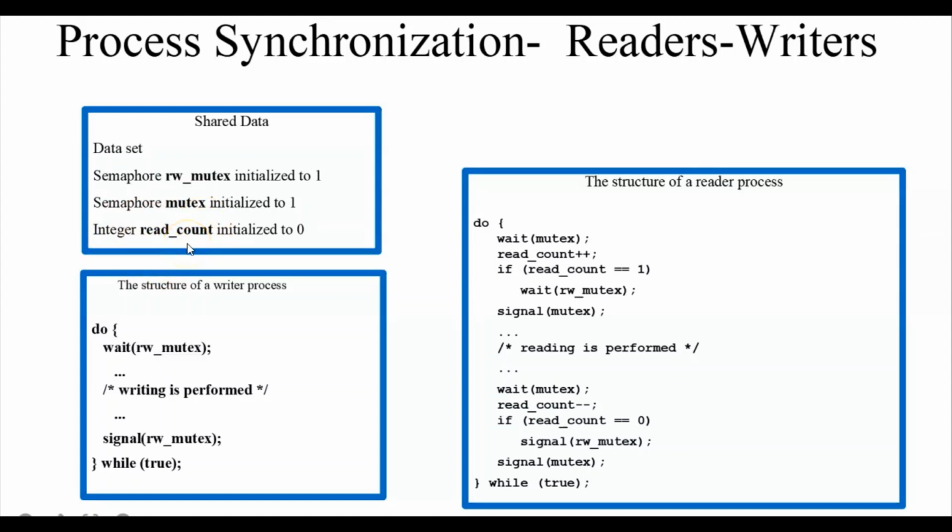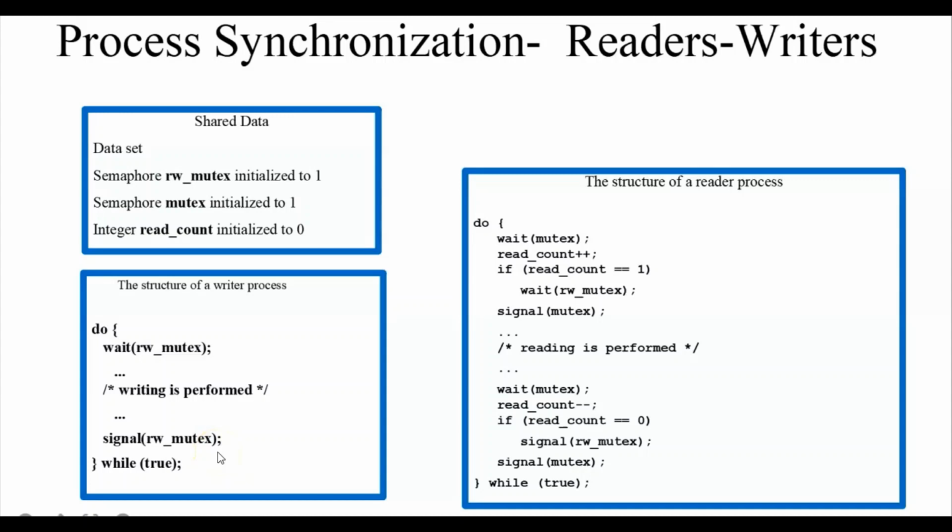Now let's look into the writer process code. The writer process code is fairly simple. Whenever the writer process wants to perform a write operation, it uses RW mutex to lock the critical section, to lock the write operation. It calls wait on RW mutex to lock. Once the writer process locks the write operation, no other reader process or writer process will be able to perform the read or write operation until that process releases the RW mutex by calling signal.